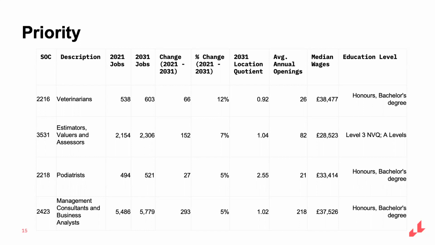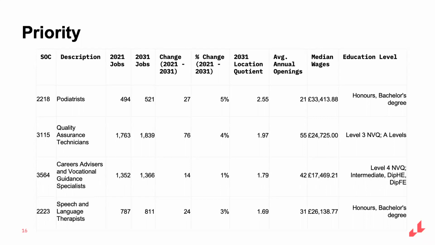You'll note in the table there's a metric we haven't looked at yet, which is location quotients. This is a way of measuring the prevalence of those jobs in this region compared to the national average. So a local specialism almost. And here we have that.